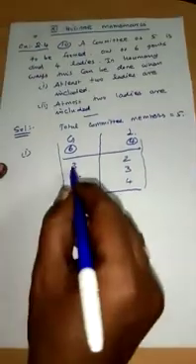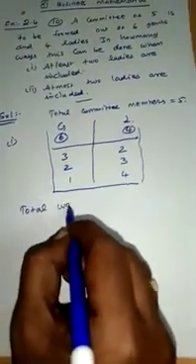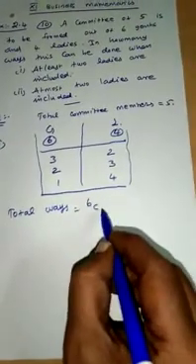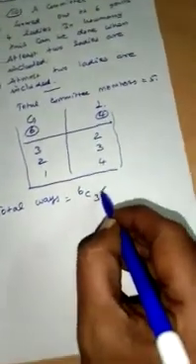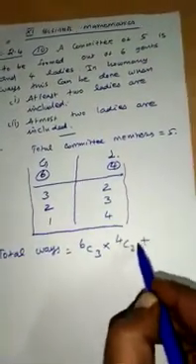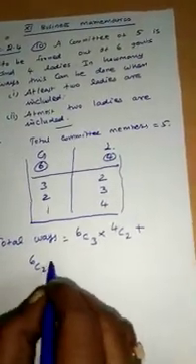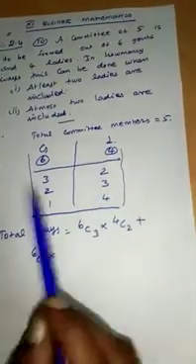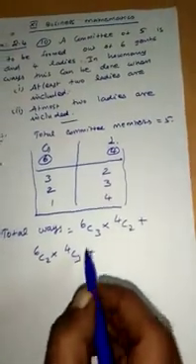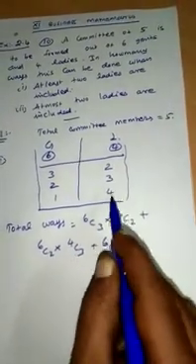First is 6C3, total ways. 6C3 and 4C2 plus 6C2 and 4C3 plus 6C1 into 4C4.